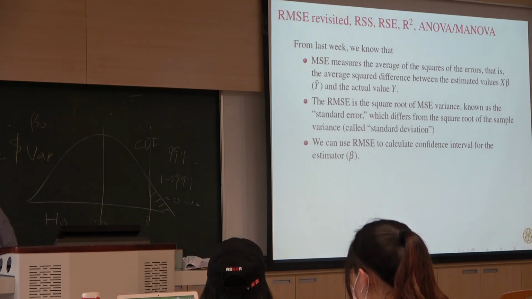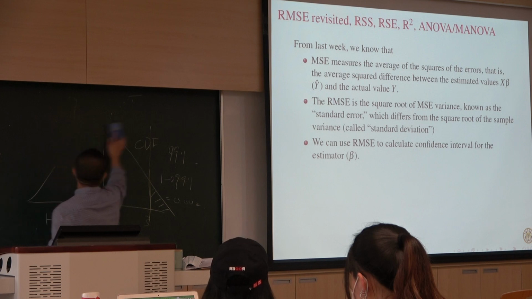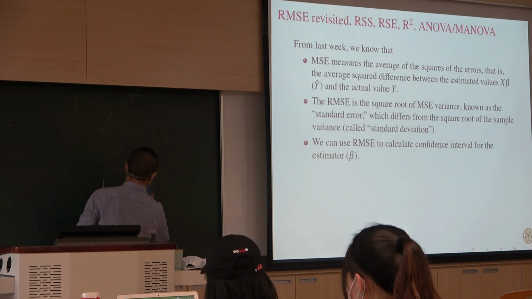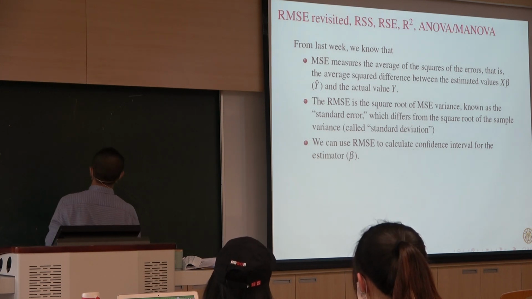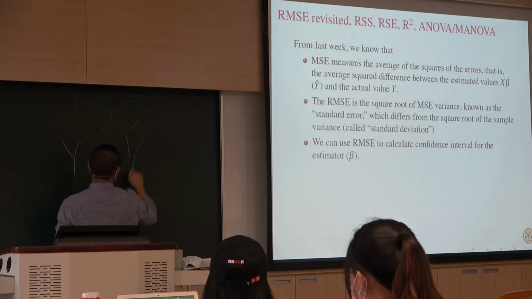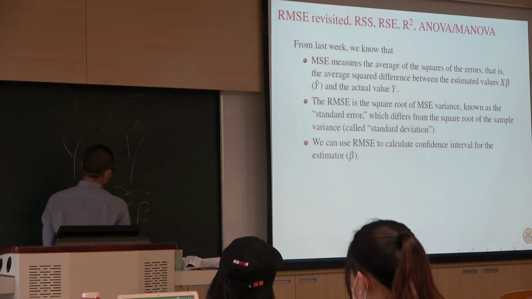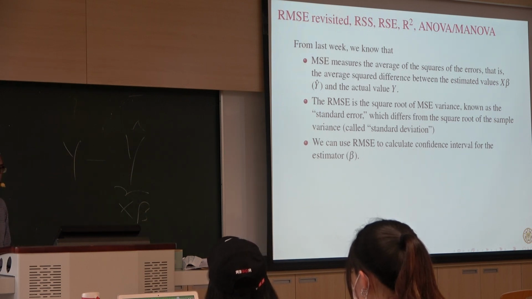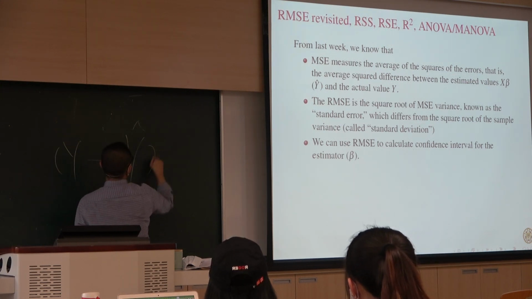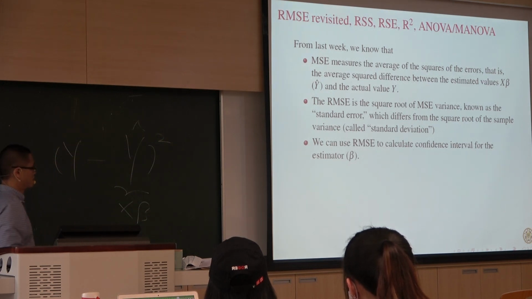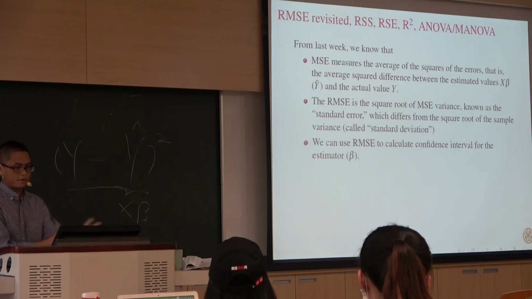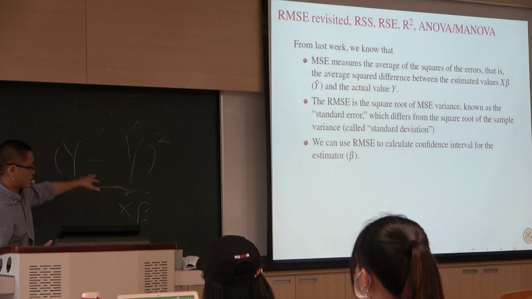Let me just erase this. Right. So, the predicted value, the actual value. Right. So least square error. So we square that, and then divide by some remaining degrees of freedom. Average square differences between the estimated value and the actual value.